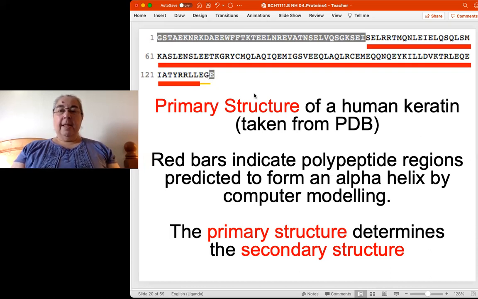So here, the primary structure, the sequence of amino acids, is what is important for making the correct secondary structure, which is alpha helix. And that is exactly the way this protein should be. So the primary structure determines the secondary structure.